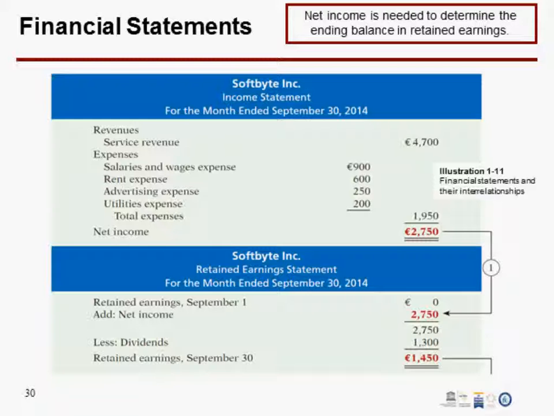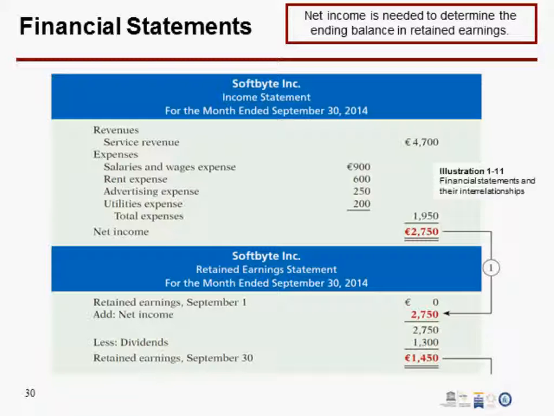Then, after making the income statement, you should make a retained earnings statement. The retained earnings statement first shows the beginning retained earnings amount, then comes the net income and the dividends. The ending balance of retained earnings is the final amount of the statement.